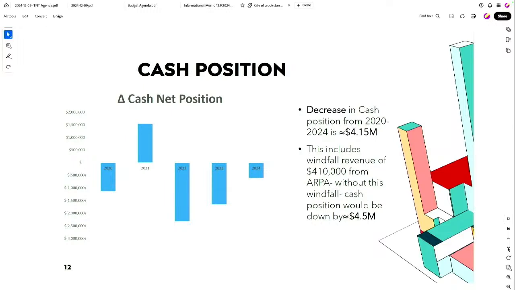In 22, we spent about 2.3. In 23, we spent about 1.6. Over these 2 years, we've spent $4.1 million out of our cash reserves without replacing it.